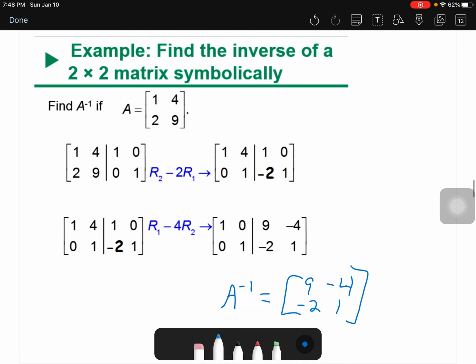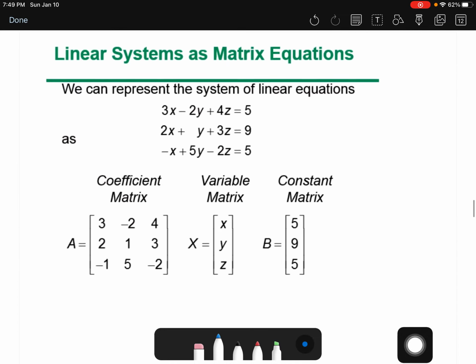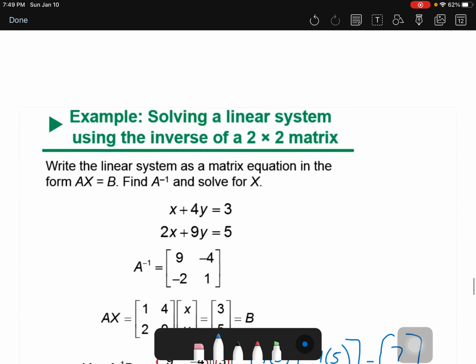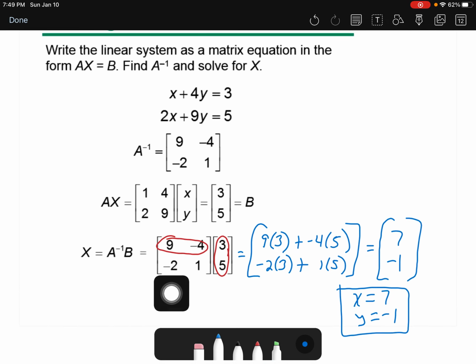Right here. Okay, so this is where we went through and did it symbolically and found the inverse and came up with that 9, -4, -2, 1 with our row operation. So we're going to keep going with that one for this example. Knowing what our inverse was, if we're going to solve this system of equations, we'd set it up like what we did before.